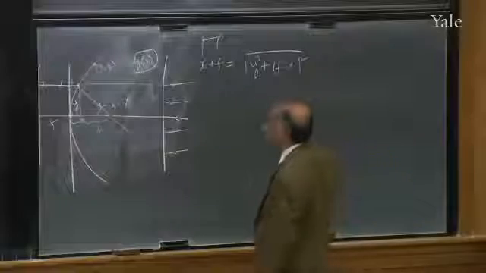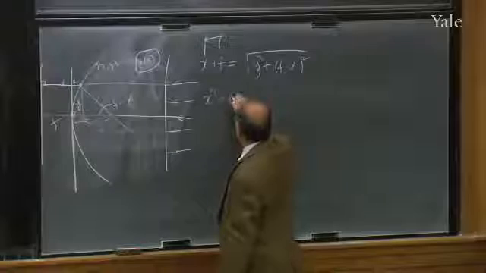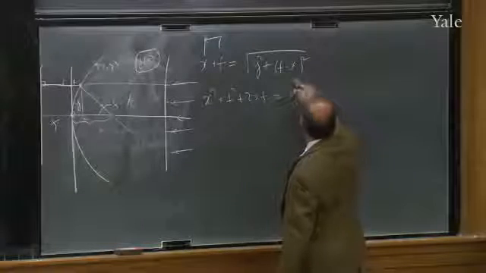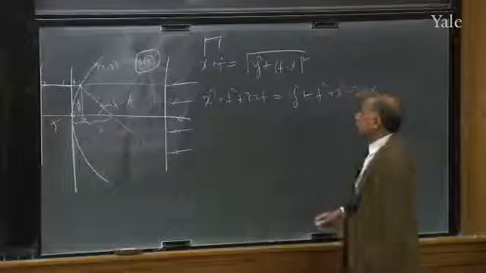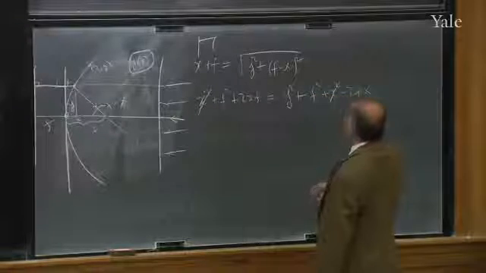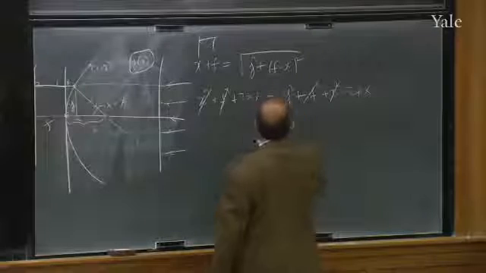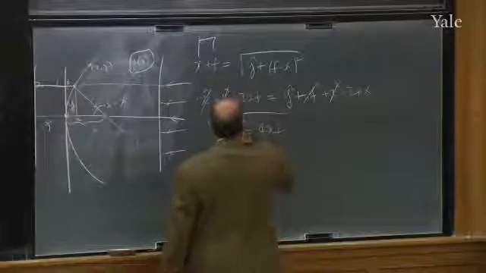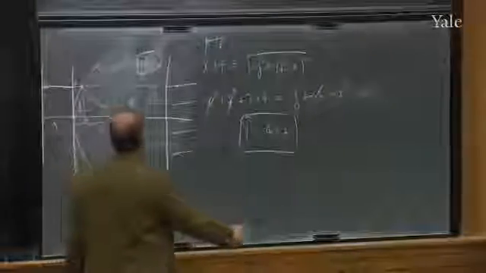So if you have a square root, you know what you have to do? You got to square both sides. You square both sides, I get x squared plus f squared plus 2xf equals y squared plus (f minus x) whole squared. So x squared cancels. f squared cancels. Then I get y squared equal to 4xf. And that's the equation of the parabola. You're probably used to drawing parabolas that look like this.